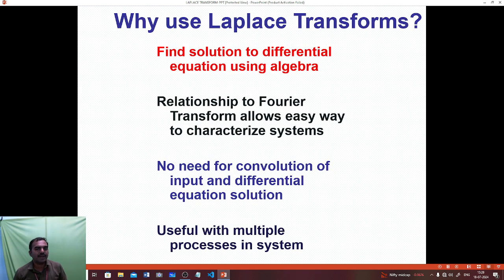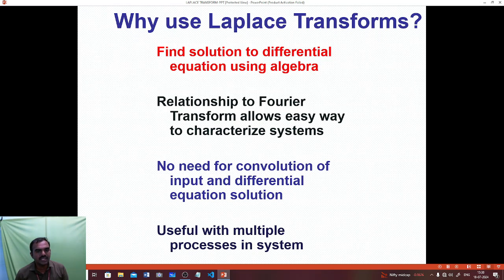So why use the Laplace transform? We transform into another equation, so we can find a solution to a differential equation using algebra. The relationship to the Fourier transform allows an easy way to characterize systems. There is no need for convolution of input and differential equation solution. It is useful with multiple processes in a system. Any differential equation is given to find the solution, and finding the solution is nothing but finding the value of x using basic algebra.